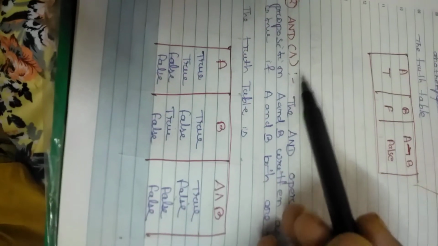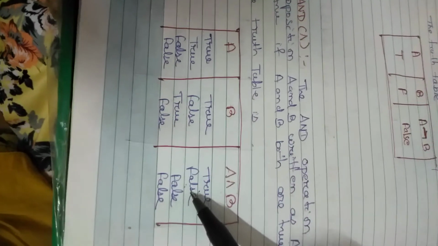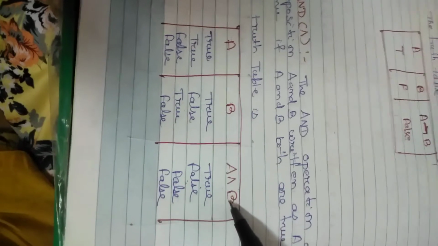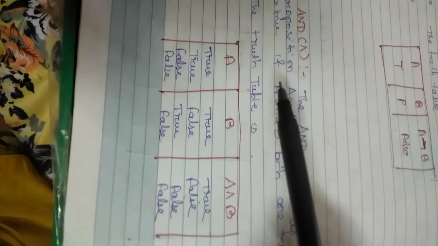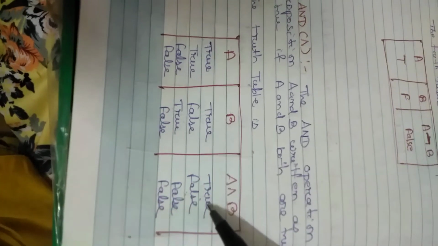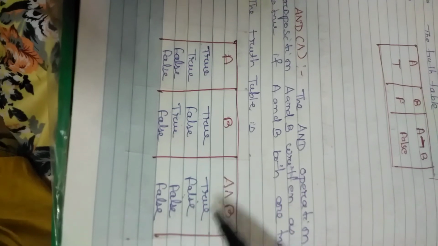Then another is the and connective, represented by the lower cap. If any one becomes false, the result will be false. It is represented by A and B. If A is true and B is true, both are true, then it is true. If A is false, or B is false, or both are false, the result becomes false. That is the AND connective.